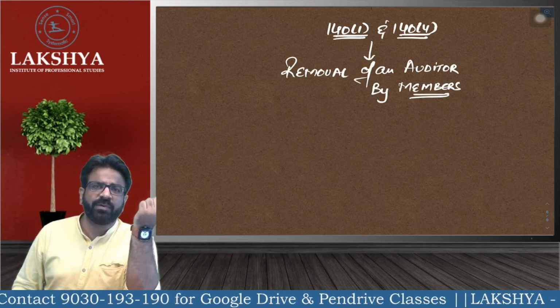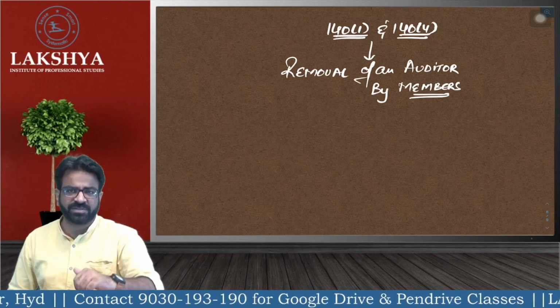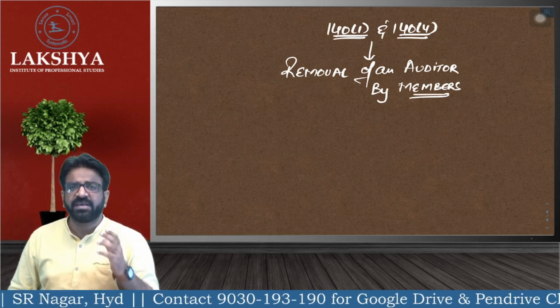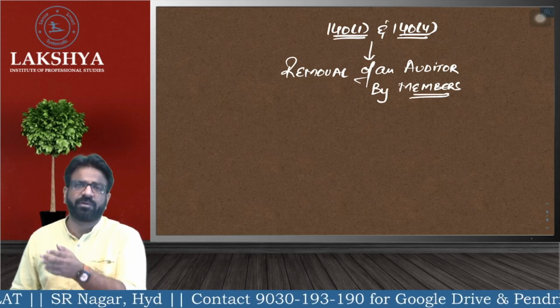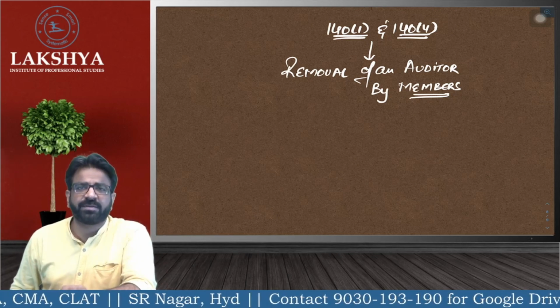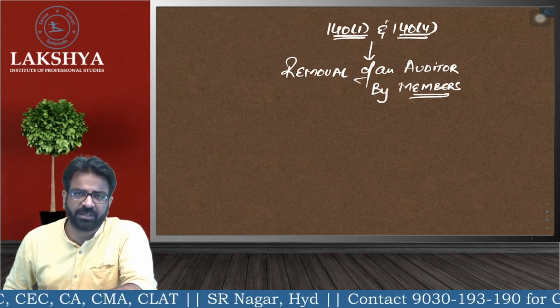Now if you are removing an auditor before the expiry of his term, that is before the completion of 5 years or before the completion of 10 years, then you have to follow the process to remove an auditor, which is given under section number 140 subsection 1 and 140 subsection 4. I hope everyone is crystal clear, right?